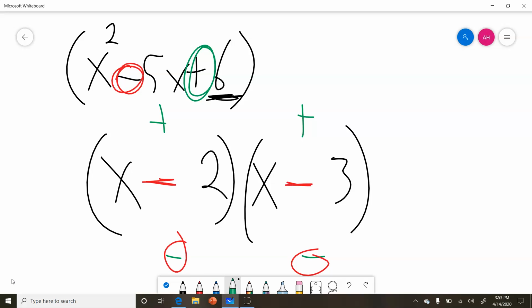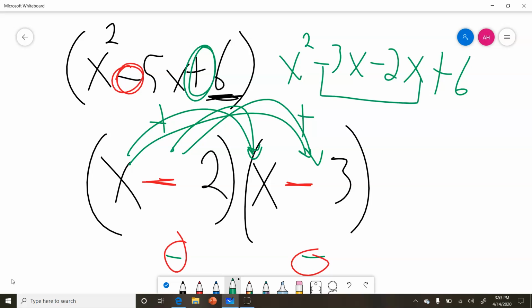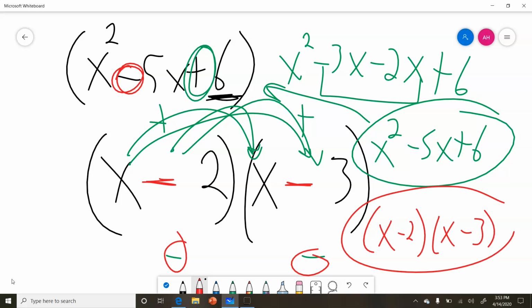So now when we multiply, we have x times x, which is x squared, x times negative 3, negative 3x, negative 2 times x, negative 2x, negative 2 times negative 3, plus 6. We combine these guys, look what we get: x squared minus 5x plus 6. Voila, that's what we wanted to do. So that means that our correct answer then is x minus 2 times x minus 3. That right there is our final answer in red, x minus 2 times x minus 3.